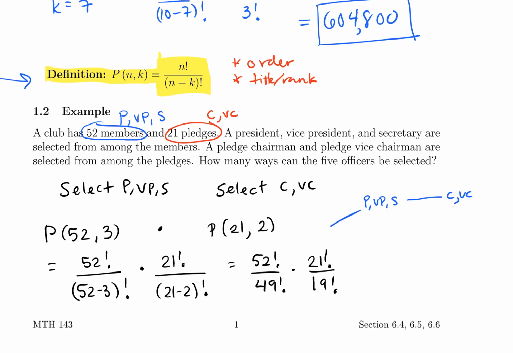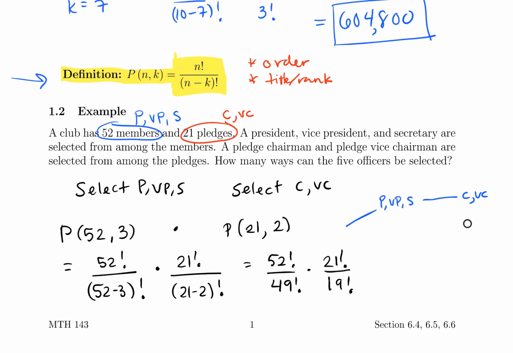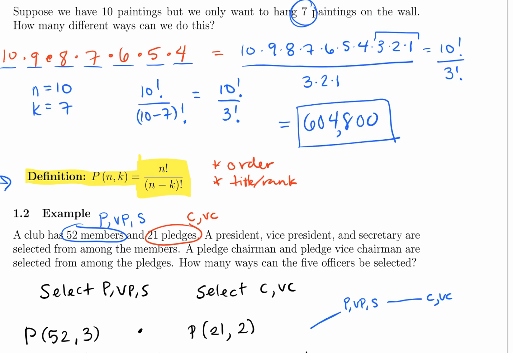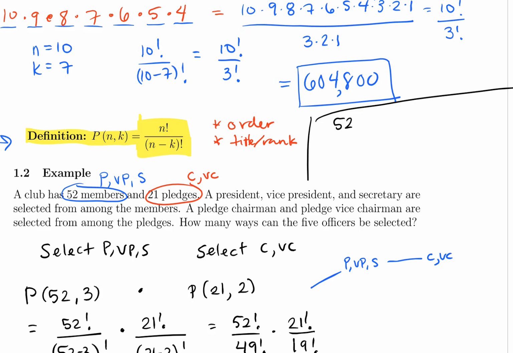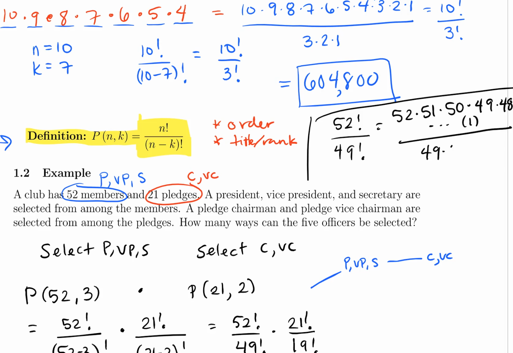So I'm going to do this on the side up here. Let's just consider a scratch thought for a moment. I want to simplify 52 factorial divided by 49 factorial. Well, 52 factorial says 52 times 51 times 50 times 49 times 48 until we get down to 1. Well, 49 factorial in the denominator says 49 times 48 times 47 until we get down to 1.